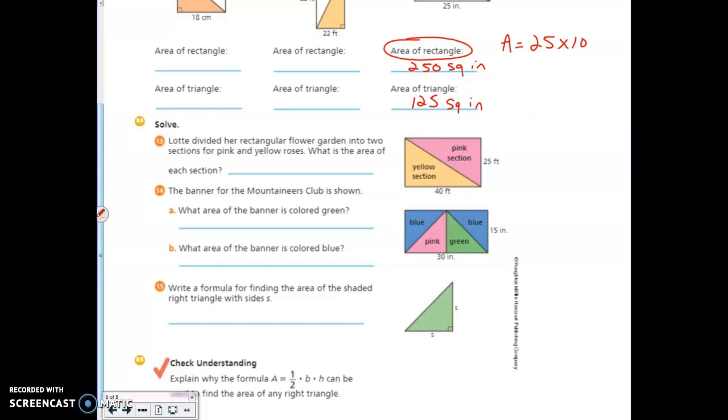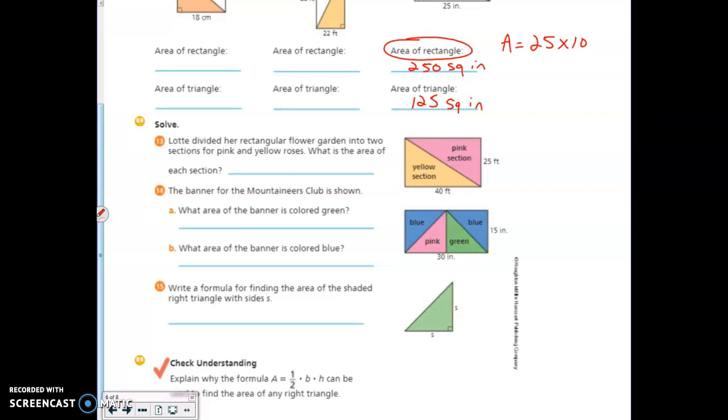So the trickier questions that I want to go through, and again, they're not super tricky, they're just more word problems and kind of getting us to think about what they're actually asking us here, is the bottom section here. And we're just going to handle the questions 13 and 14. And it says Lottie divided her rectangular flower garden into 2 sections for pink and yellow roses. And you can see in the picture there, they've got the pink section and the yellow section. It says, what is the area of each section? Well, guys, that's just a fancy way of saying what is the area of one of those sections.